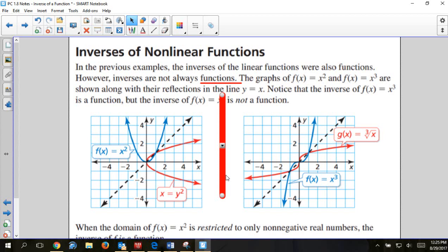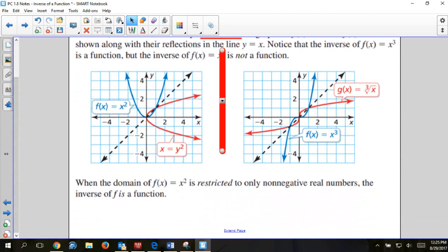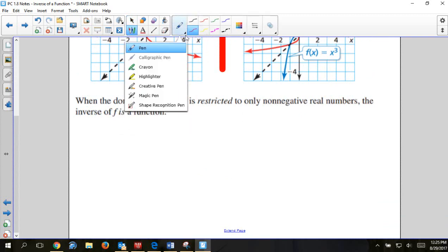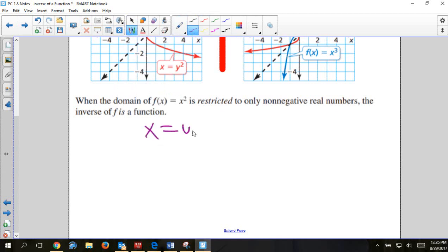Here it says f of x = x². That's y = x². Here it says x = y². Let's take x = y² and actually solve it. So how would I solve x = y²? So it says y =. What would we need to do? What's the opposite operation of squared? Square root, you can just square root.